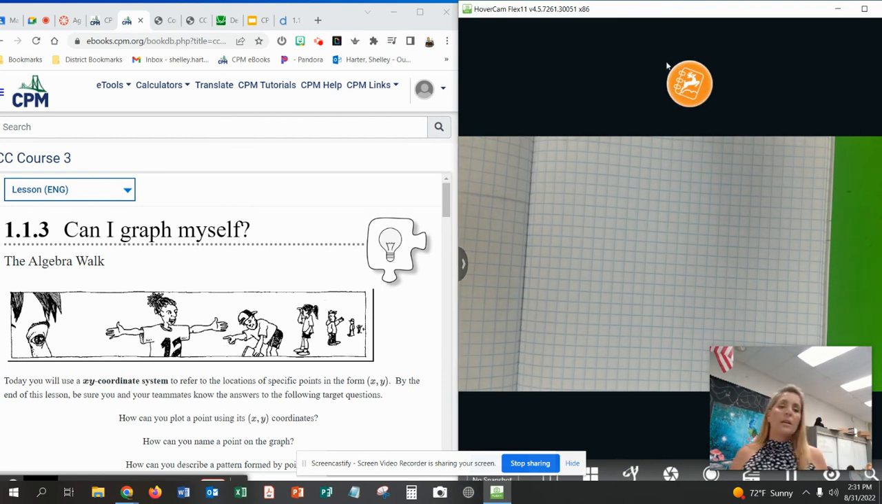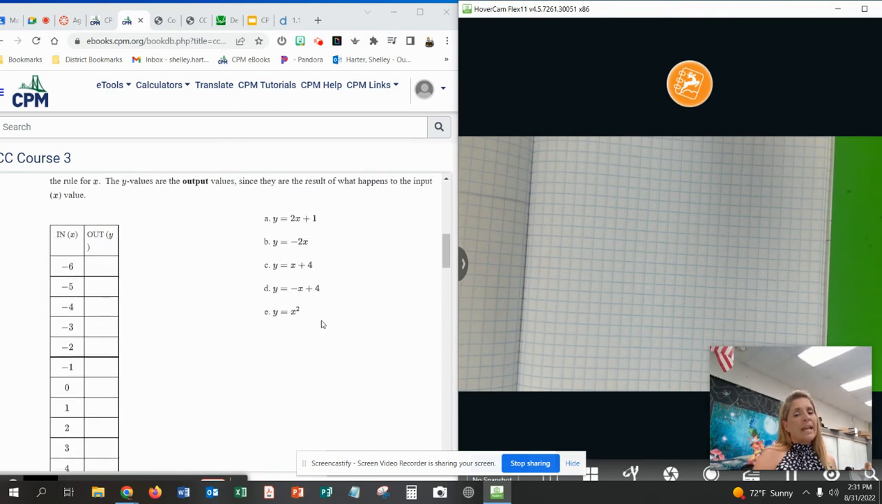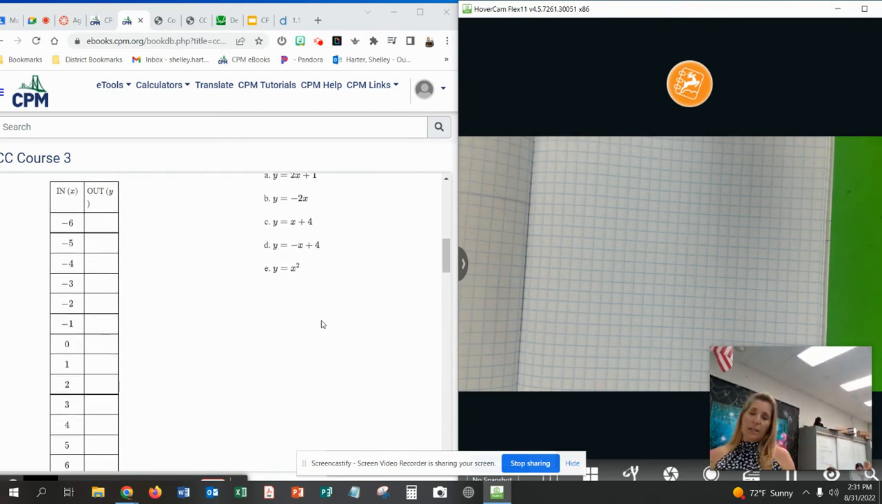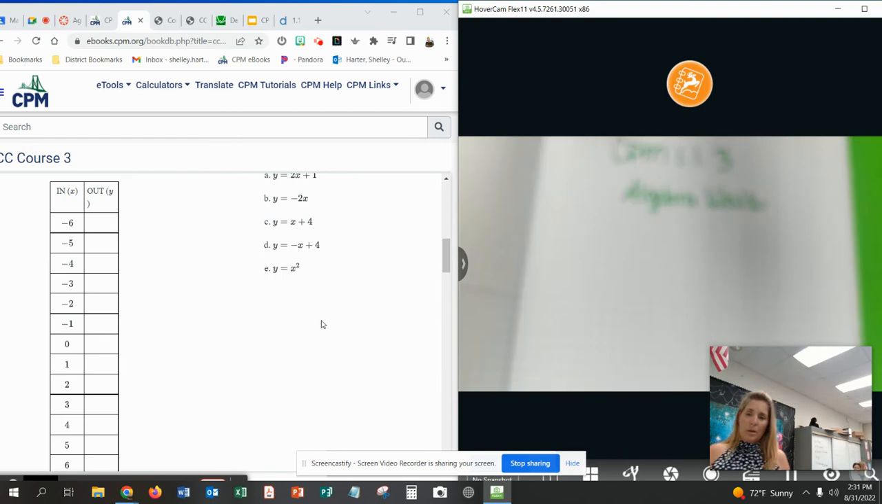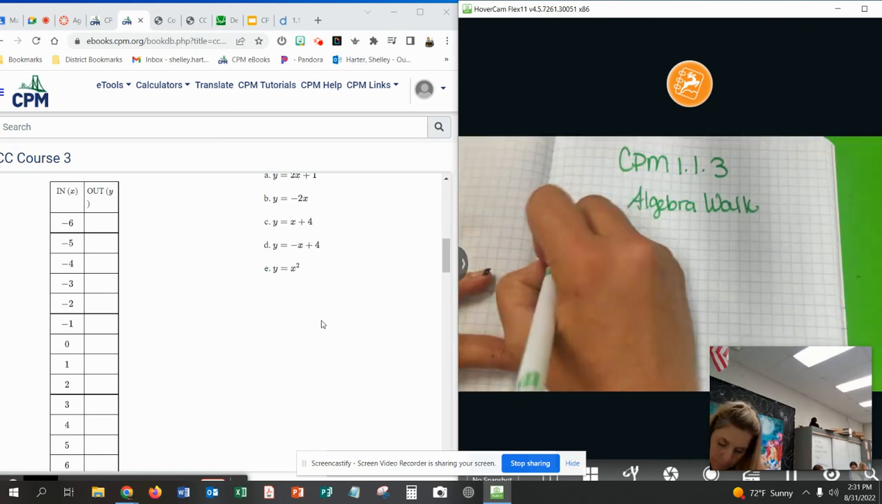Cool. All right. So, can I graph myself? Well, today we are really focusing on using function tables and graphing. Okay? Function tables and graphing.